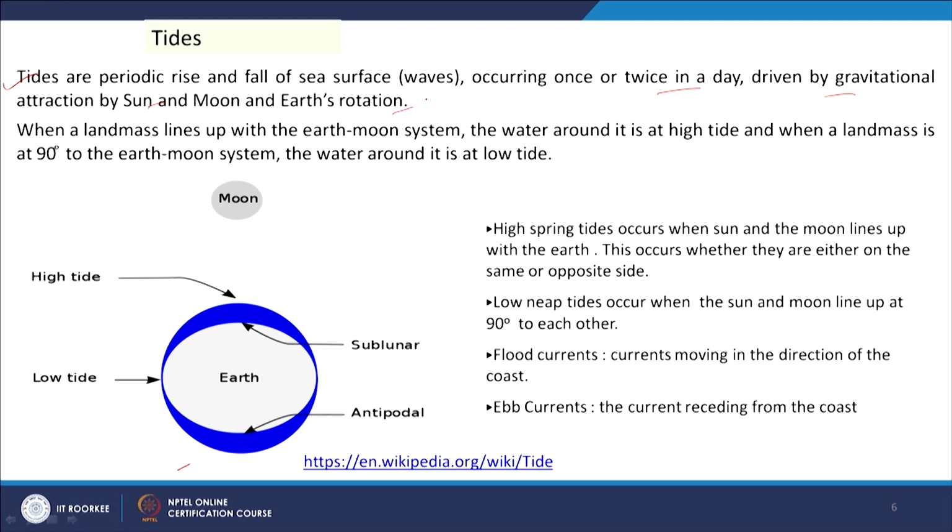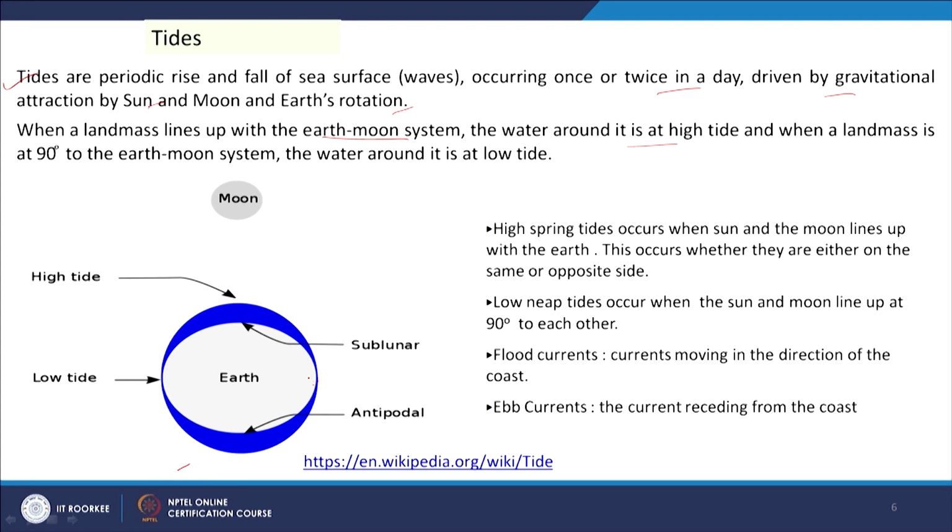And then when a land mass lines up with the earth-moon system, the water around it is at high tide. So, here the high tide we can get when the moon, earth and sun may be in one and opposite direction, and at a 90-degree angle to that, another land mass, if it is available, will have a low tide, where the surface of the water level will be lower.